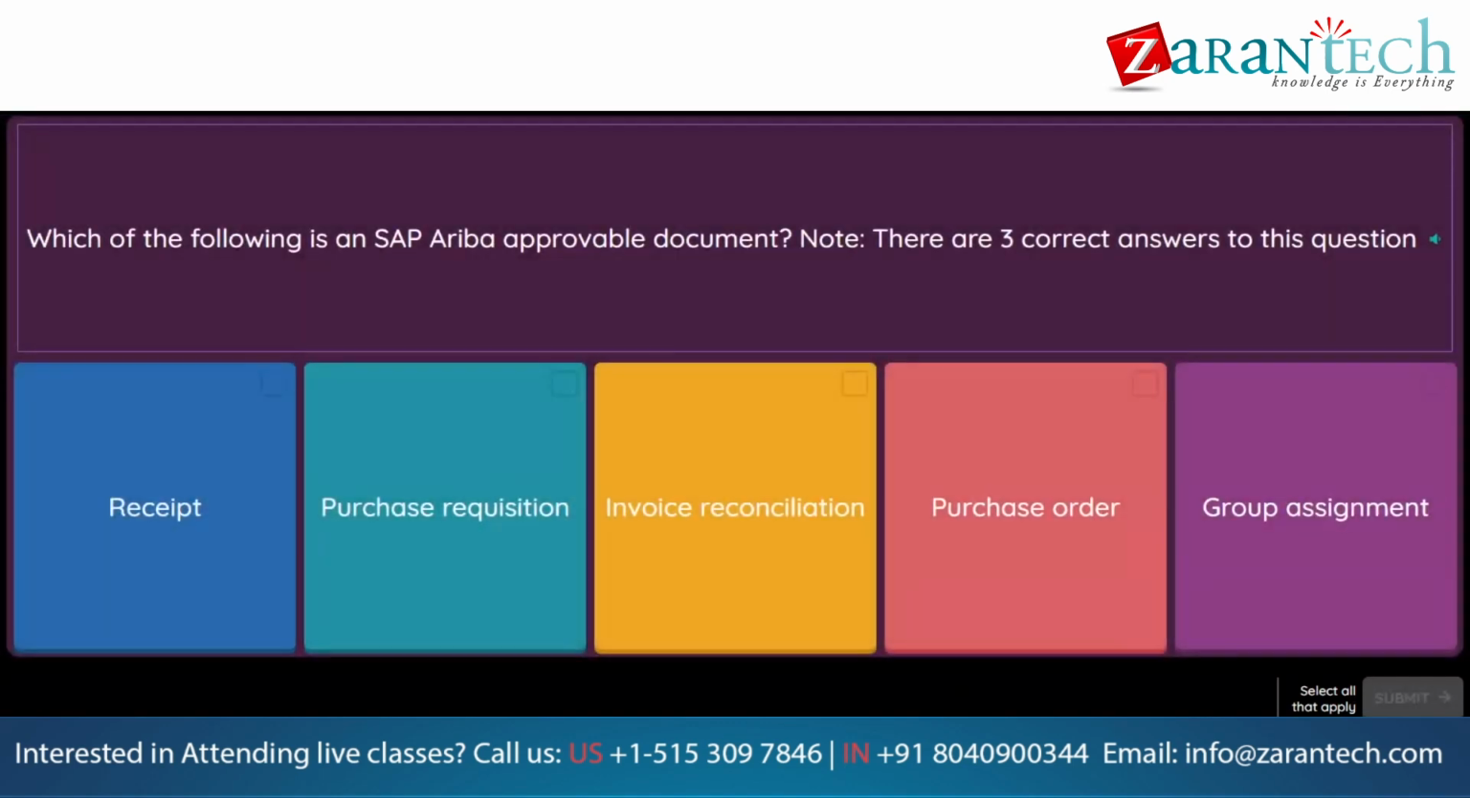Question: which of the following is an SAP Ariba approvable document? Note: there are three correct answers to this question. Option 1: receipt. Option 2: purchase requisition. Option 3: invoice reconciliation. Option 4: purchase order. Option 5: group assignment.